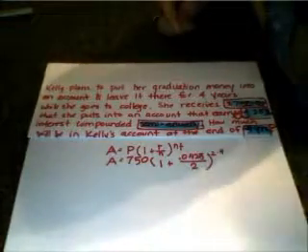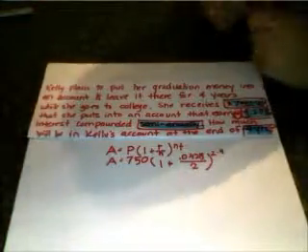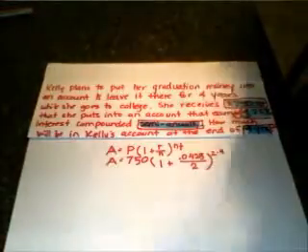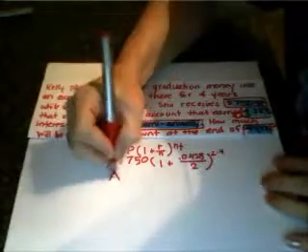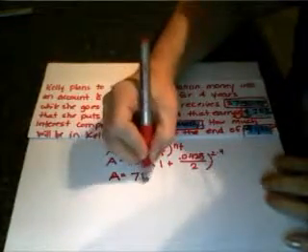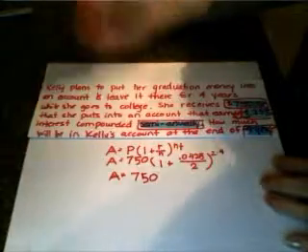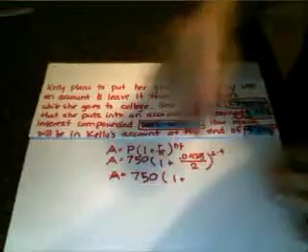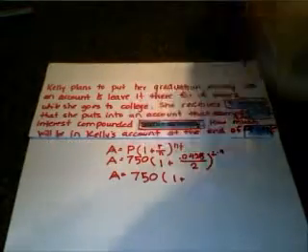So now everything's substituted in. All we have to do now is follow the order of operations and simplify this thing. So I'm going to start by saying A equals, the 750 will be the last thing we take care of. 750 times 1 plus, I'm going to go ahead and multiply this bad boy out.